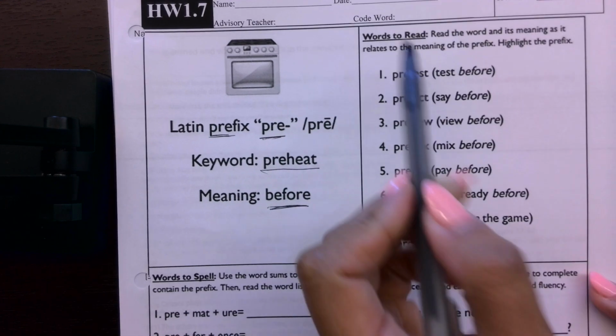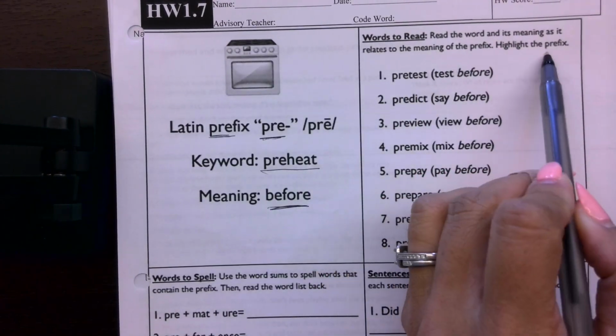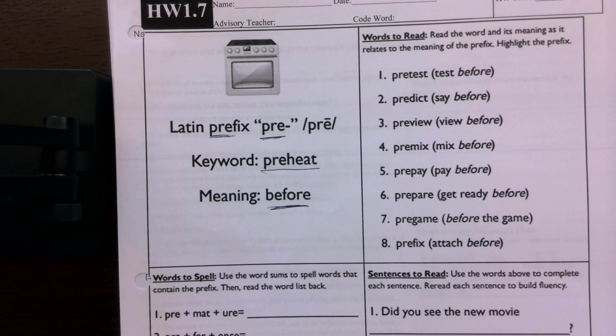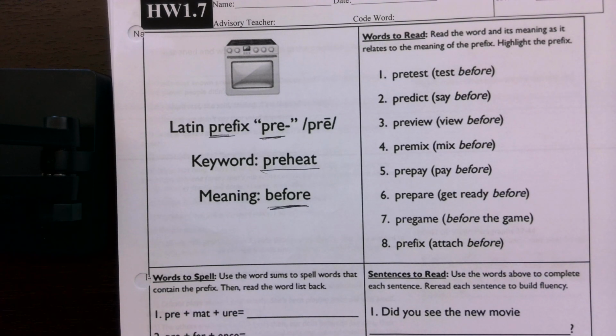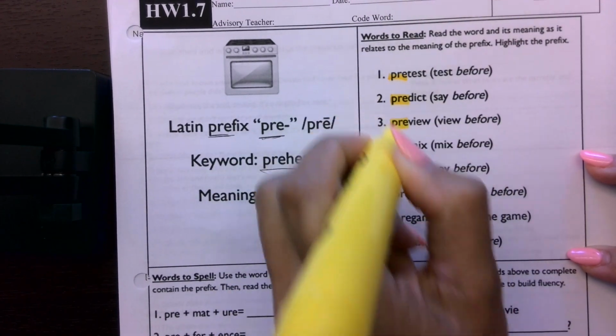Okay? So, words to read. Read the words and its meaning as it relates to the meaning of the prefix. Highlight the prefix. So, you will need a highlighter for this. And you are going to highlight the prefix. So, in this case, the prefix that we're highlighting in each one is pre.